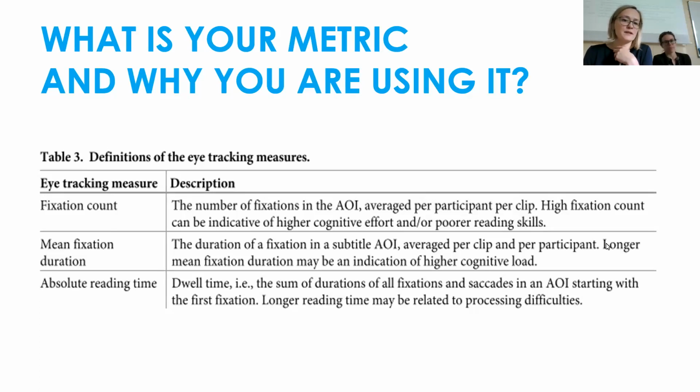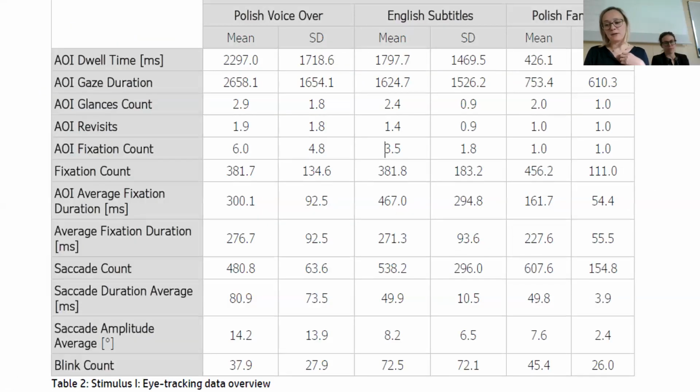Okay, it says longer mean fixation might be an indication of higher cognitive load, right? Absolute reading time is here, the sum of the duration of all the fixations and saccades, and that was with SMI. Okay, so just provide a definition, and this will be very, very helpful for anyone who may want to study or repeat your study.